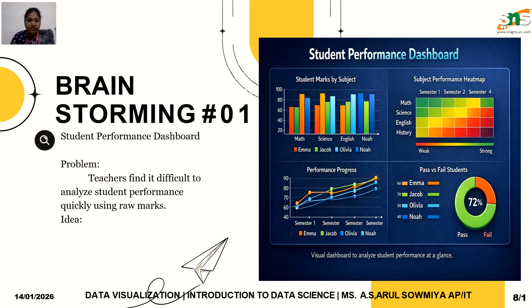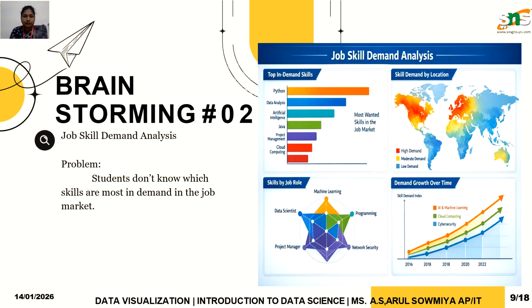So this is the brainstorming question. Here we have a student performance dashboard. The problem is a teacher finds it difficult to analyze students' performance quickly using raw marks. So what ideas are proposed here? Using the bar graph, scatter plot, pie chart and heat map, we can get student marks by subject, subject performance by heat map, performance progress by the graph plot, and a pie chart of pass versus failure students. Like this we can get students' performance in a dashboard.